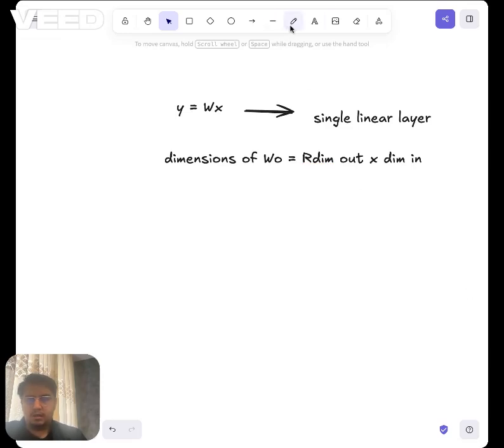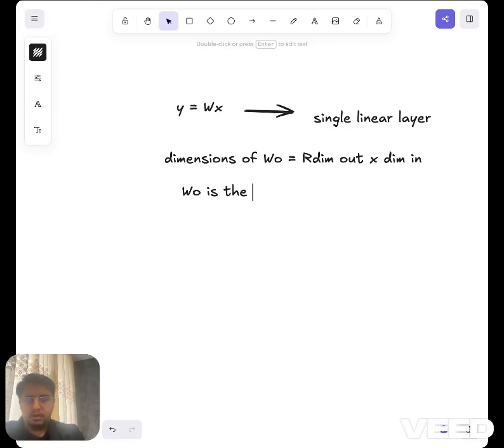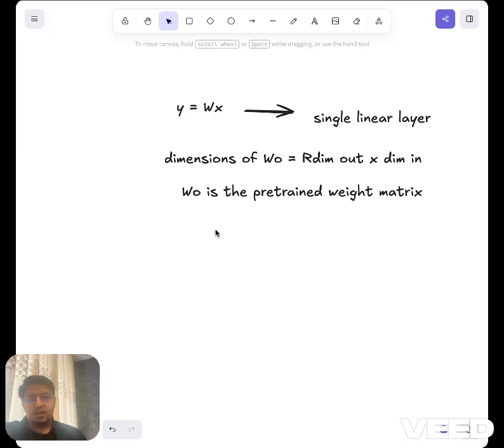So I'll write this out as well. W naught is the pre-trained weight matrix, and this is basically what we get from pre-training. So let's be explicit and clear about this: we are not allowed to change it directly.